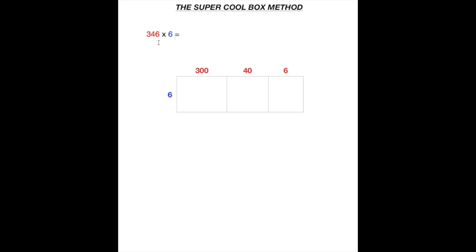Example, switched it up a little bit on you. 346 times 6. So here we're multiplying a 3-digit number by a 1-digit number. Doesn't really change too much, just makes our boxes look a little bit different. So now, when we talk about expanded form, we can see that we have 300 plus 40 plus 6, the expanded form for 346. And then 6, well, you can't really expand 6, it's just 6.